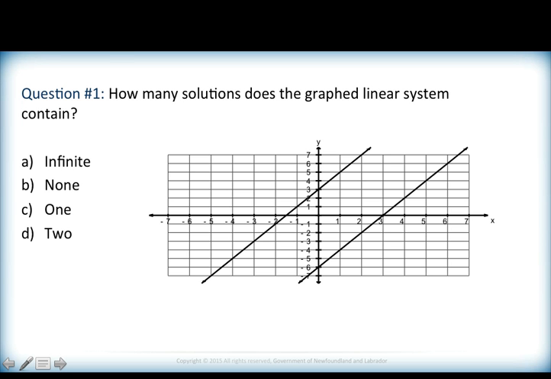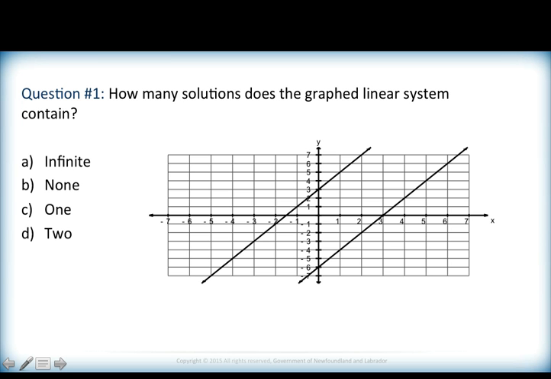Now is a perfect opportunity to review those three types of solutions that are possible. The first one, if we have different slopes and different y-intercepts, we have one solution. Parallel lines with the same slope and a different y-intercept will be zero solution or none. And the third possibility is when you have the same slope and the same y-intercept. And that will give us the infinite solution possibility.